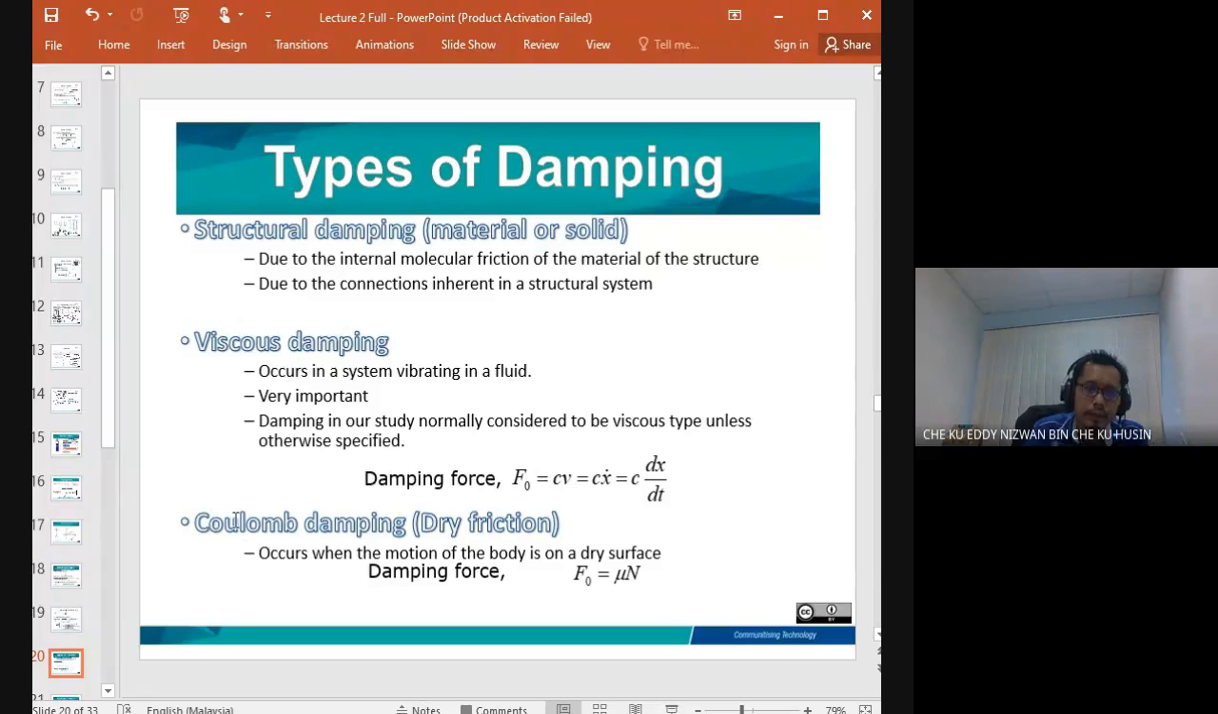And the last one is Coulomb damping. This one is friction, the friction between two objects, so it depends on the surface roughness. You can calculate it based on F equals mu N, where N is the normal force. I think you have studied this in statics. So that is the friction damping, also called Coulomb damping.